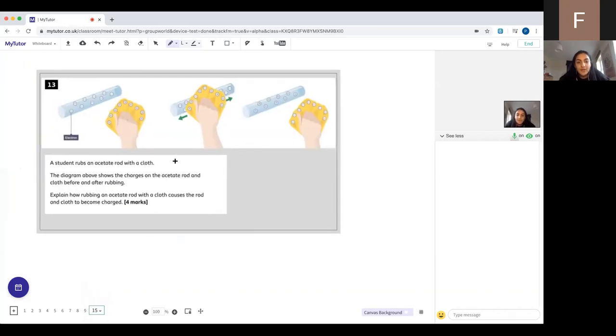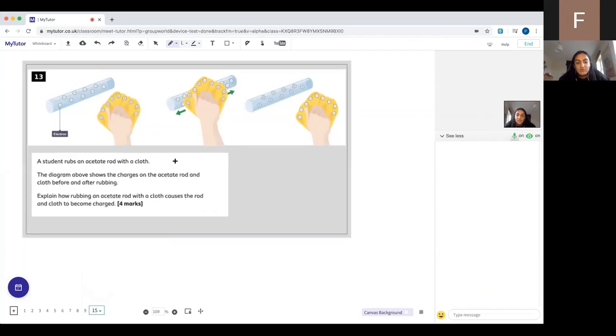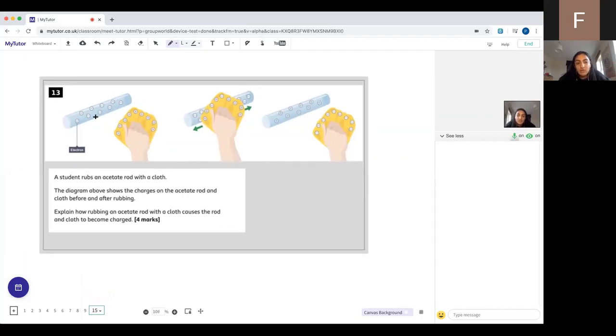So the next one is a student rubbing an acetate rod with a cloth. The diagram above shows the charges on the acetate rod and cloth before and after rubbing. Explain how rubbing an acetate rod with a cloth causes the rod and the cloth to both become charged.